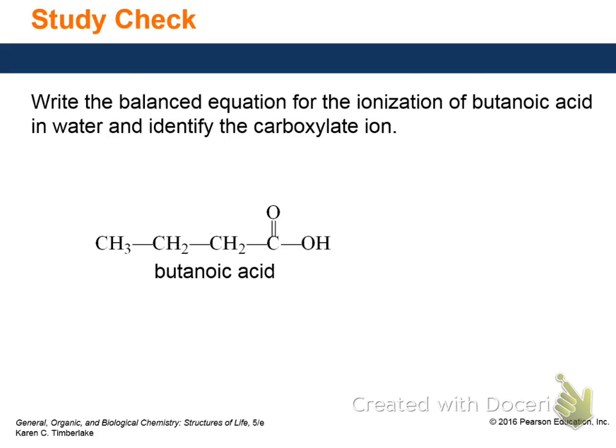Okay, so we're going to write the balanced equation for the ionization of butanoic acid in water. And the ion that's formed is known as a carboxylate ion. So I have butanoic acid with water. What I'm going to do is be lazy and just write plus water, and then write everything else below it so I have plenty of room.